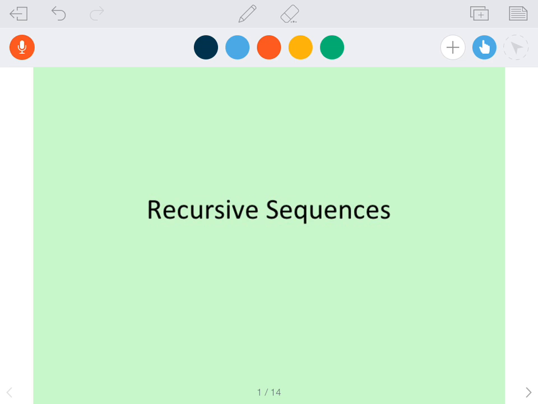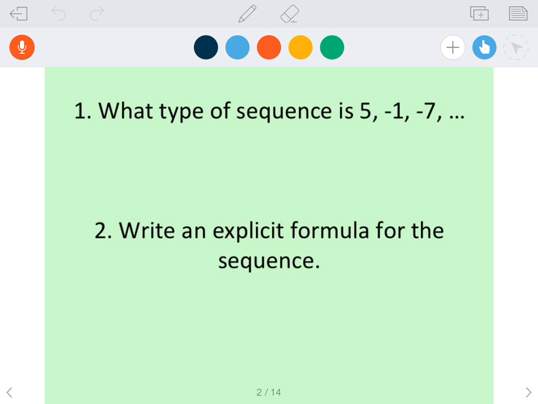Today's lesson is on recursive sequences. What type of sequence is 5, -1, -7? Notice the terms and see if you can figure out, is it an arithmetic or a geometric sequence? If you say arithmetic, you are right, because you are adding a -6 each time.